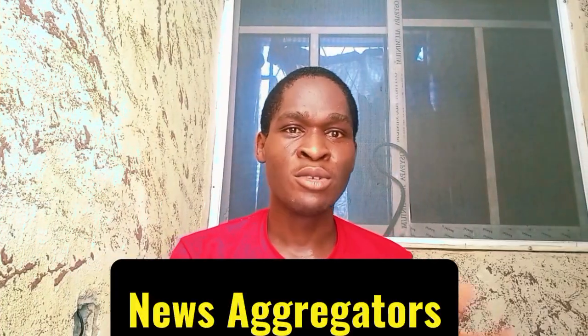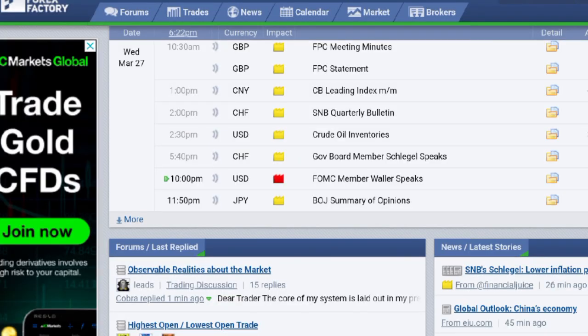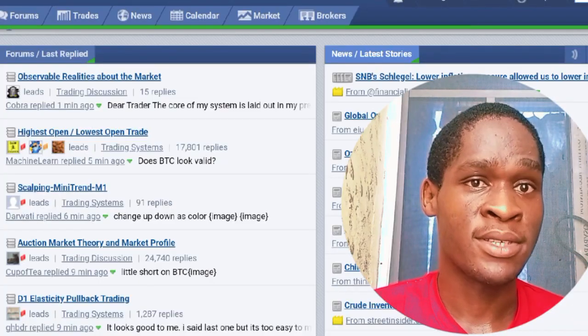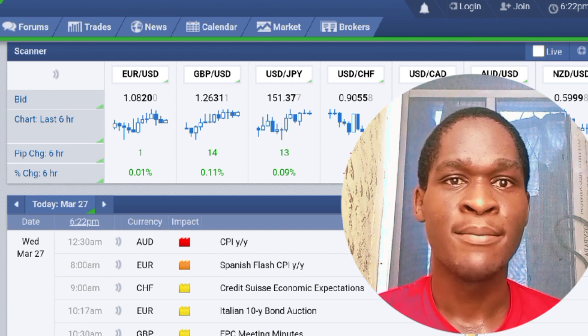The ninth one we are going to discuss is news aggregators. Staying up to date with the latest news and market developments is vital for successful forex trading. News aggregators such as Forex Factory and Investing.com compile news articles, analysis, and market commentaries from various sources. Beginner traders can use these platforms to stay informed about events that can impact the current market.